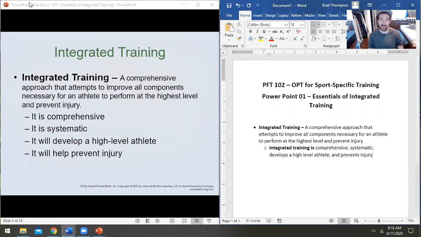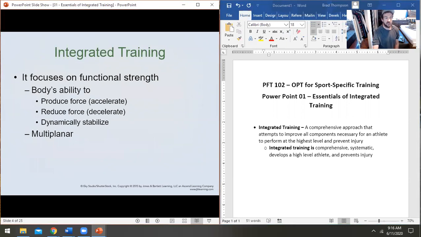So those are really the things we're talking about versus... oh shoot, never mind. I had the wrong slide coming up next. So integrated training is going to focus on what we call functional strength. I forgot about this part.